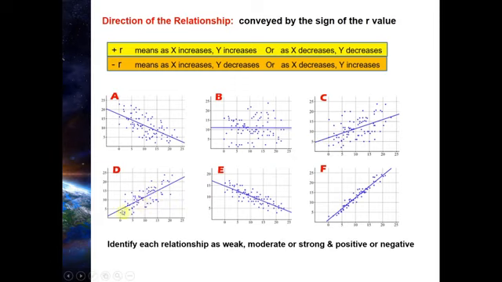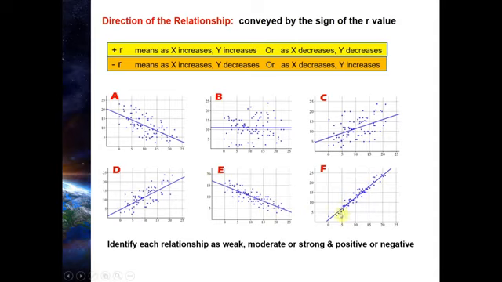This one is a positive relationship. Why? Because the slope of the line is positive, but also because we can see as X is increasing, so is Y. All right, so as X goes up, Y is going up. We can see that with the dots here. This one is a negative relationship. And that's because X and Y are moving in opposite directions. As X is increasing, what's happening with Y? Y is decreasing.